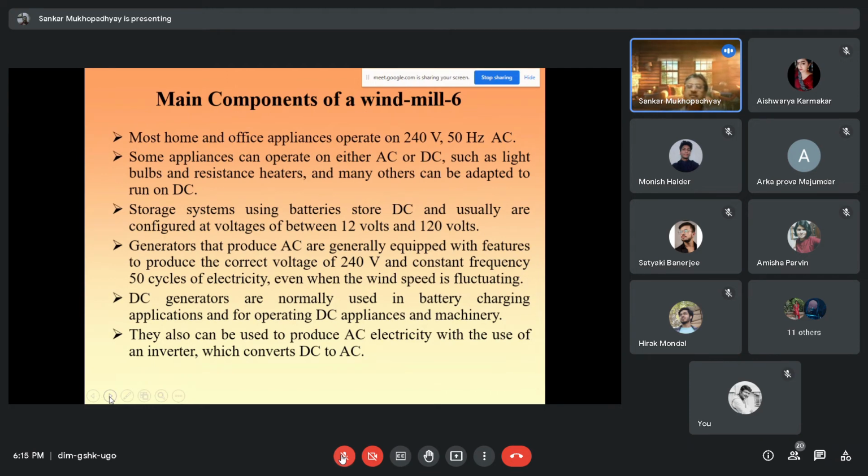It is better if you produce DC and then convert it to AC through inverters. Or you can, DC generators are normally used in battery charging applications and for operating DC appliances and batteries. They also produce AC electricity with the use of inverter, which converts DC to AC.